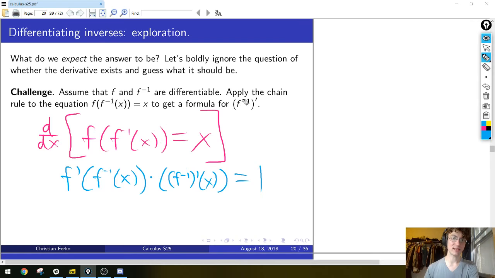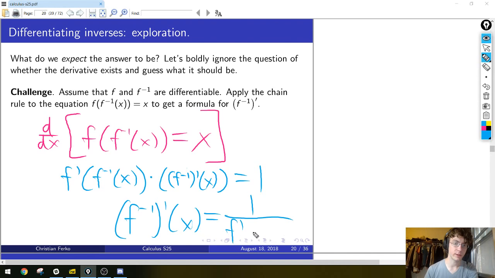But okay, now easy step. Remember, we're trying to get a formula for the derivative of the inverse. So just solve this equation. If you solve this equation for the derivative of the inverse, what do you get? We can divide both sides by f prime of f inverse of x. Good. So f inverse prime of x equals, as you say, 1 over f prime of f inverse of x.